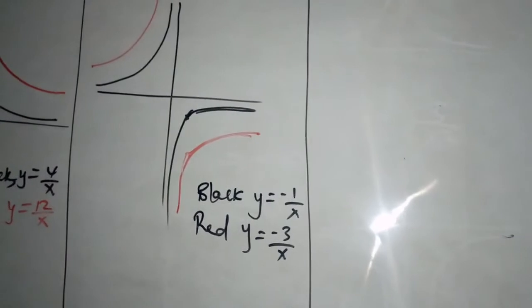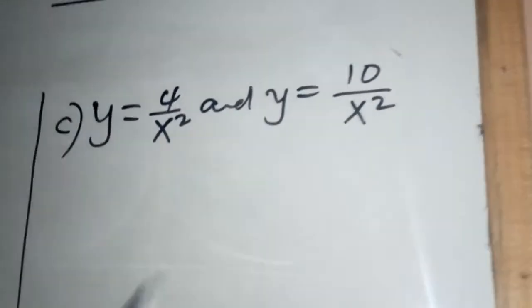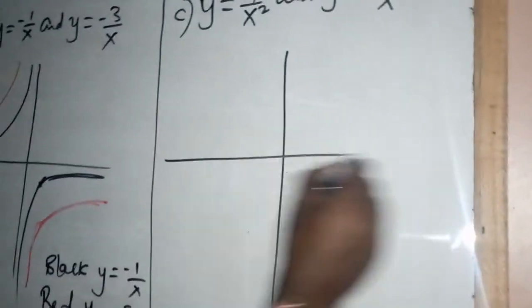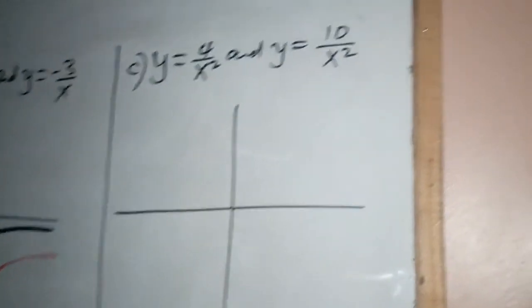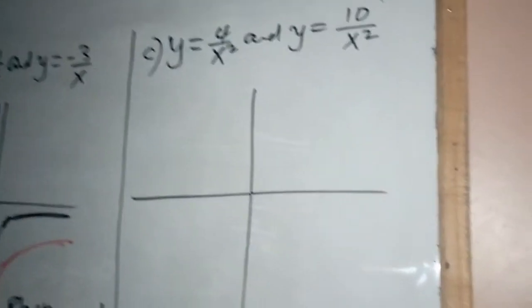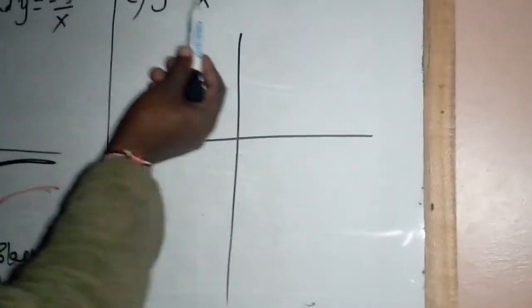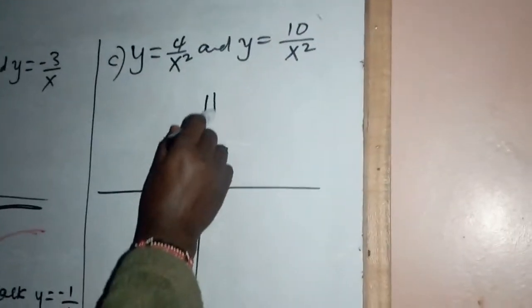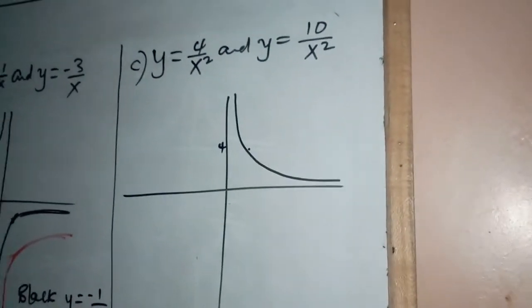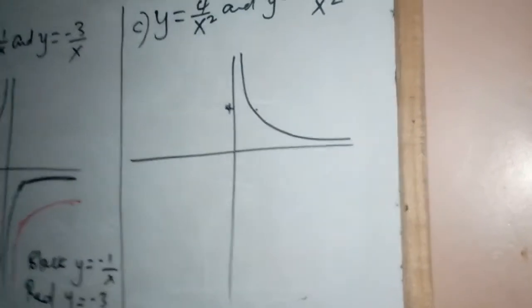Part C talks about 4 over x squared. Let's have the argument now. 4 divided by x squared, and please note that x squared is never negative. So when x is 1, 4 divided by 1 remains 4. But the law of asymptote still holds. Let us talk about when x is negative.